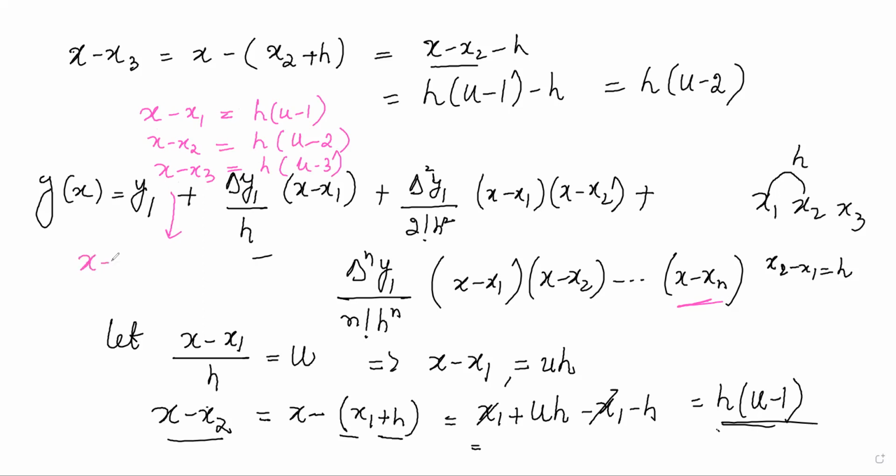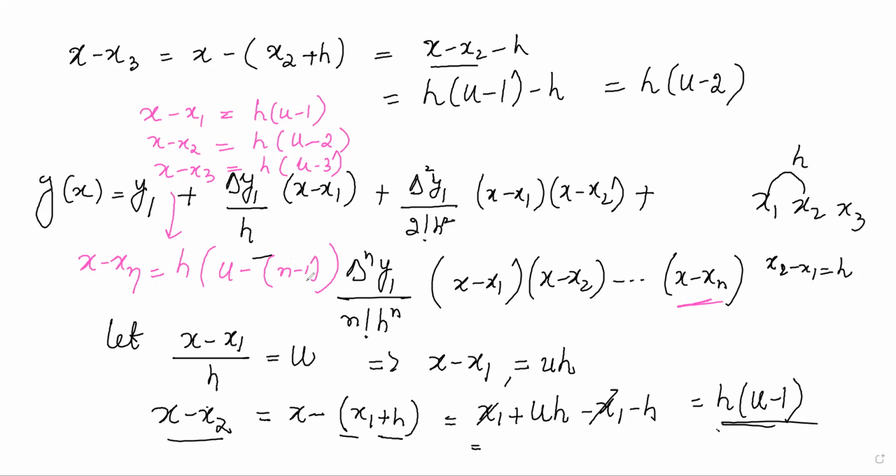So x minus xn will be h times u minus, then you have 3, that is n minus 1. The question is how, because you have u minus 3. Fine. So you have here x minus xn will be h times u into u minus n minus 1.